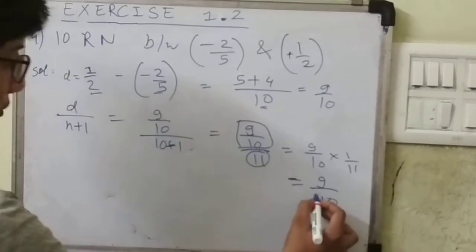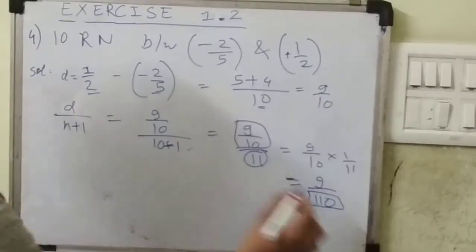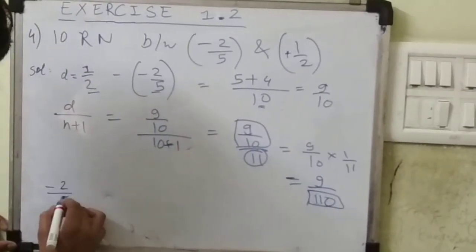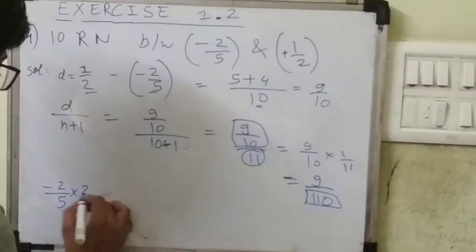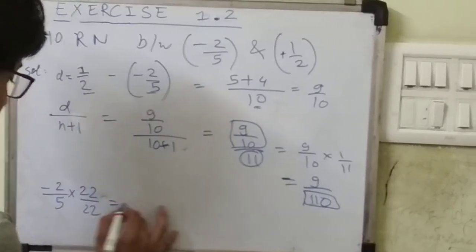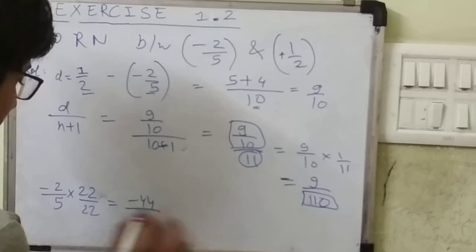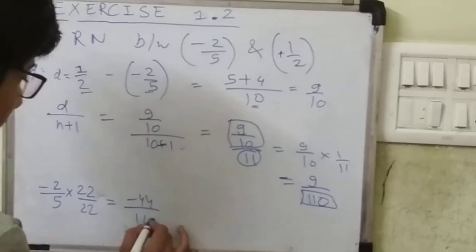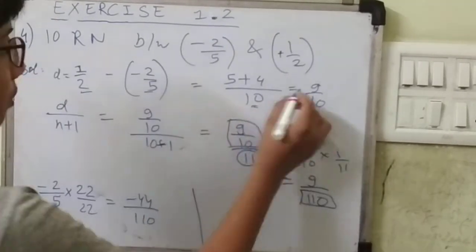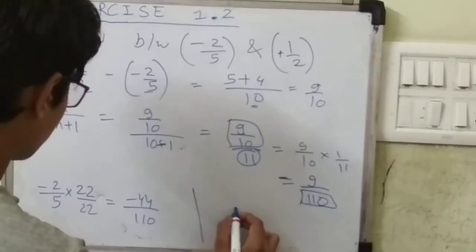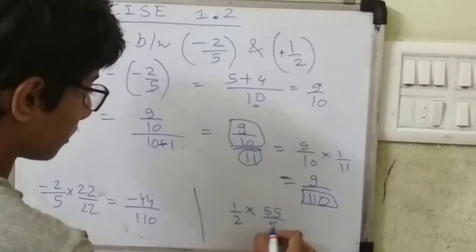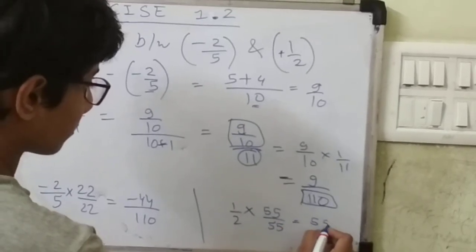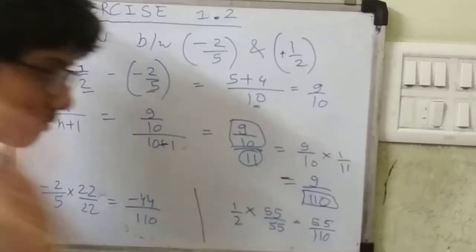So how to do it now? First focus on the denominator, 110 right here. So which number should be multiplied by 5 to get 110? That is 22. So multiply by 22. What is your answer? Minus 44 upon 110. Same on the other side. What you get here is 1 by 2. So what should be multiplied by 2 to get 110? 55. So 55 by 110.